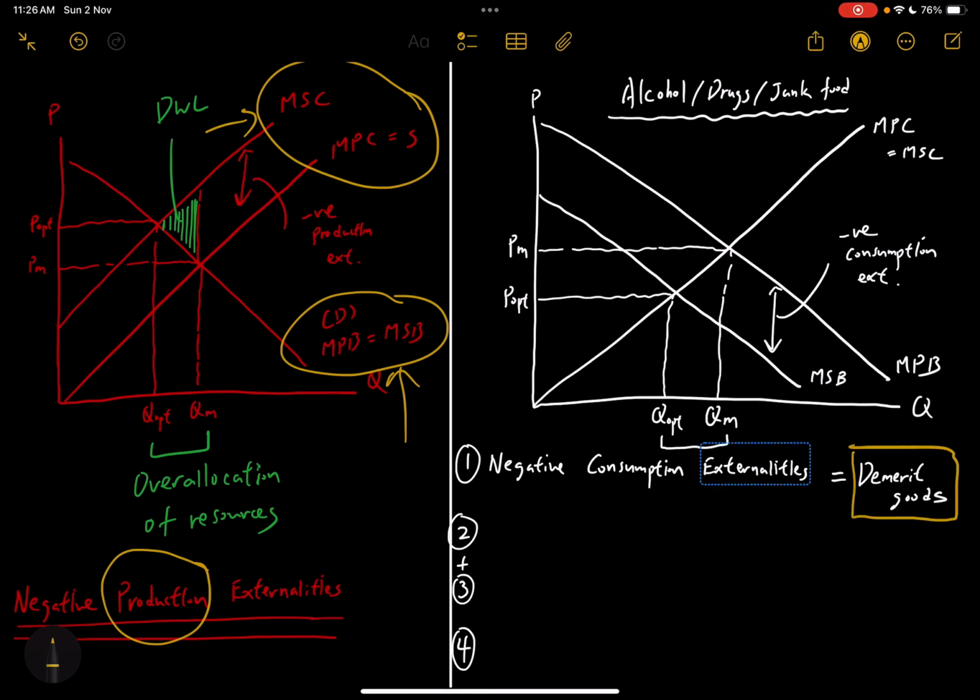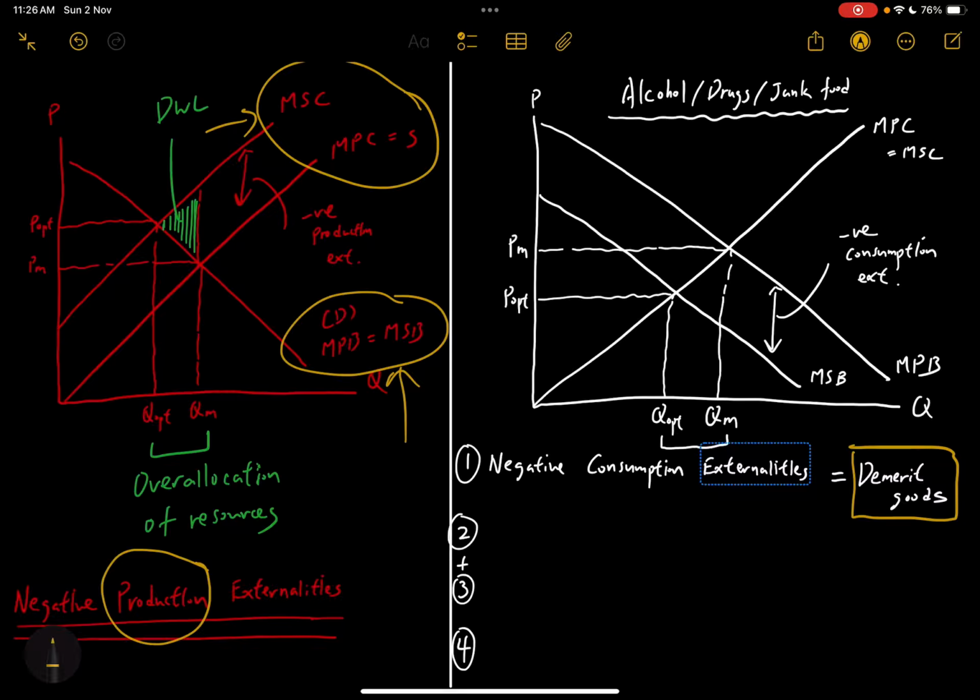Sometimes when you get to the exam, in the exam paper, they wouldn't give you the words directly, like negative consumption externalities. Rather, they would ask you to analyze demerit goods. So when you see that, it means you need to immediately translate demerit goods back into negative consumption externalities. Either way, you would analyze it like this.